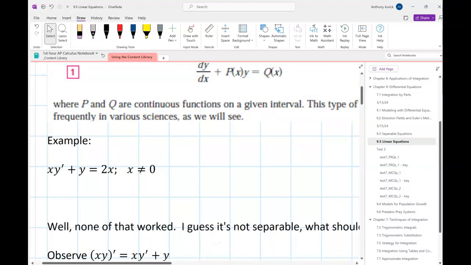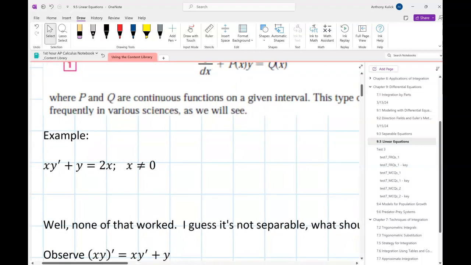So let's look at an example here. The equation x y prime plus y equals 2x. If we tried to treat this as a separable differential equation, what's the hiccup here?